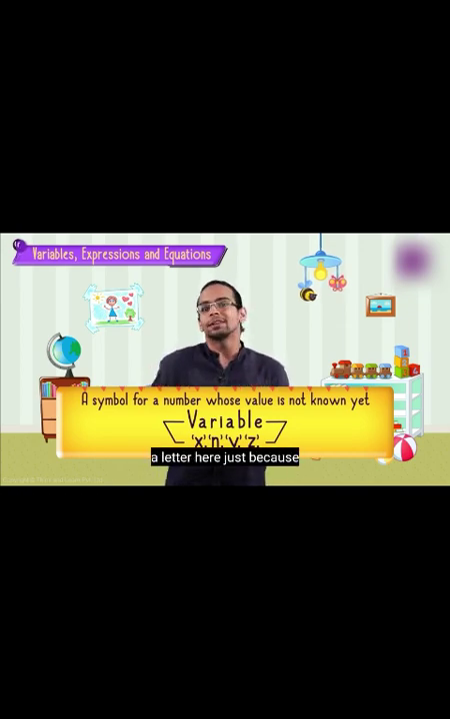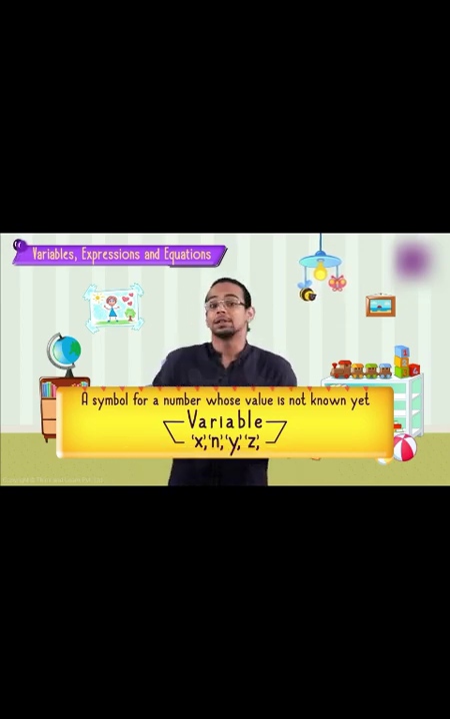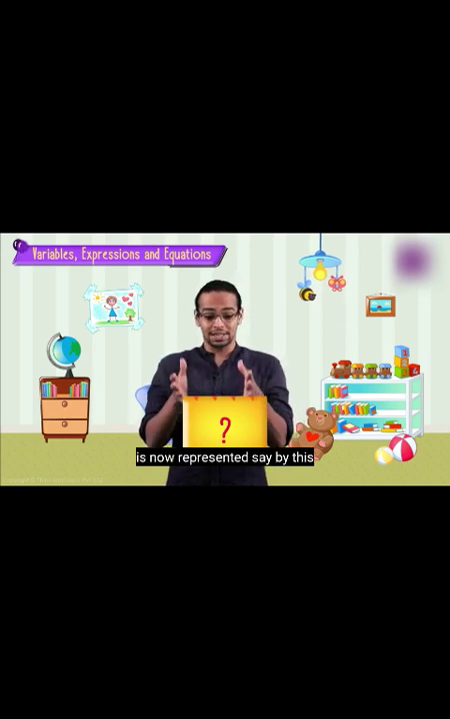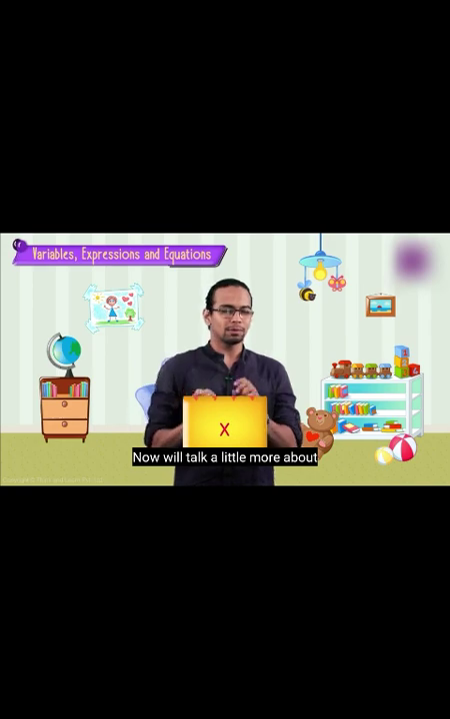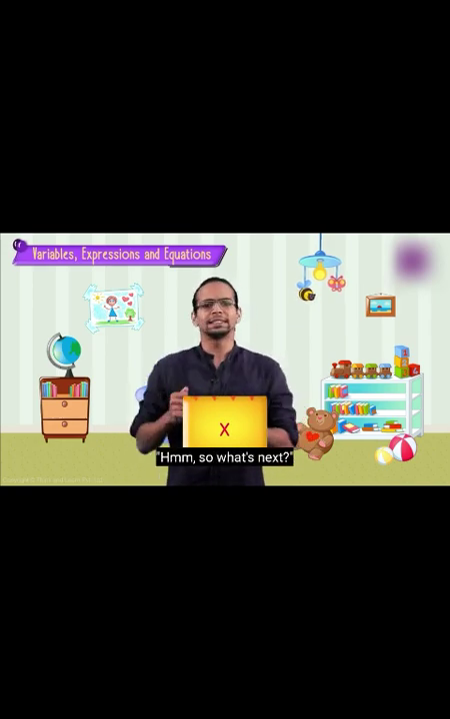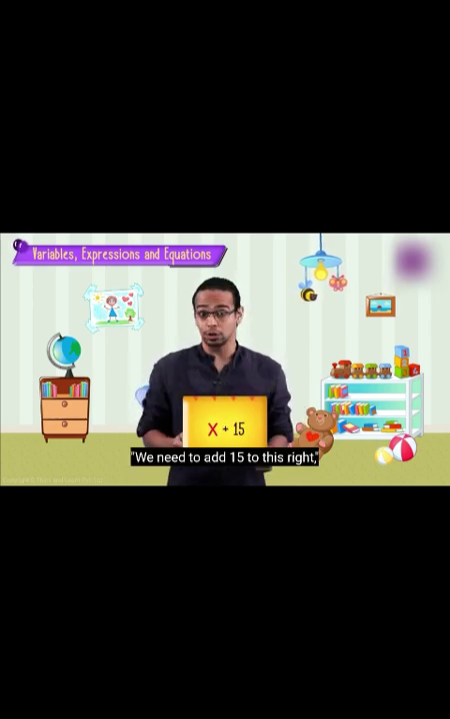I am just having to use a letter here just because I don't know what that number is. So this mysterious number is now represented, say, by this variable's letter X. Now we'll talk a little more about the variable X later. So what's next? We need to add 15 to this, right?